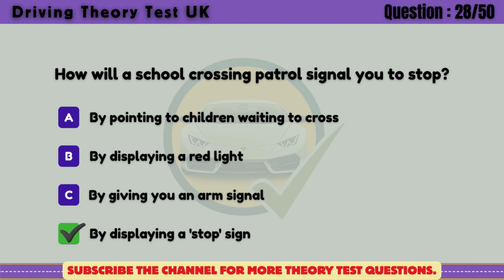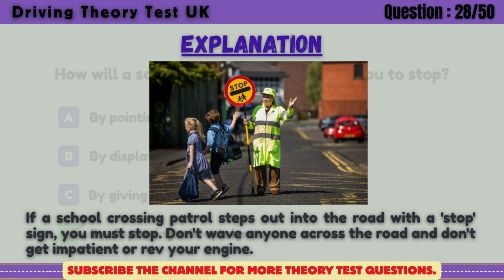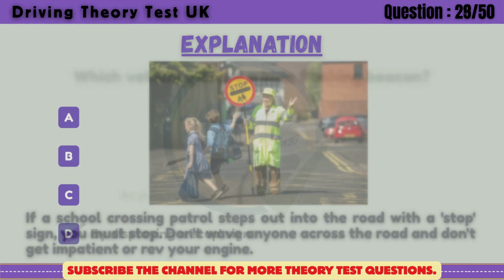Answer is D. By displaying a stop sign. If a school crossing patrol steps out into the road with a stop sign, you must stop. Don't wave anyone across the road and don't get impatient or rev your engine.